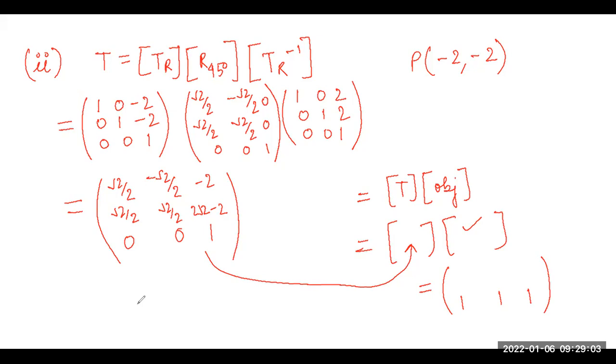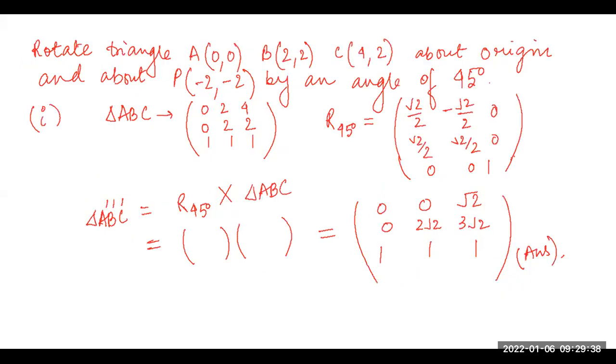Ma'am, -2, √2 -2. Then 2 √2 -2, 4 √2 -2, and 5 √2 -2. Perfect. Perfect. So finally, I will assume that you people have understood the way these sums are executed. Fine. Okay. So what I will do now, these I showed you how to do.